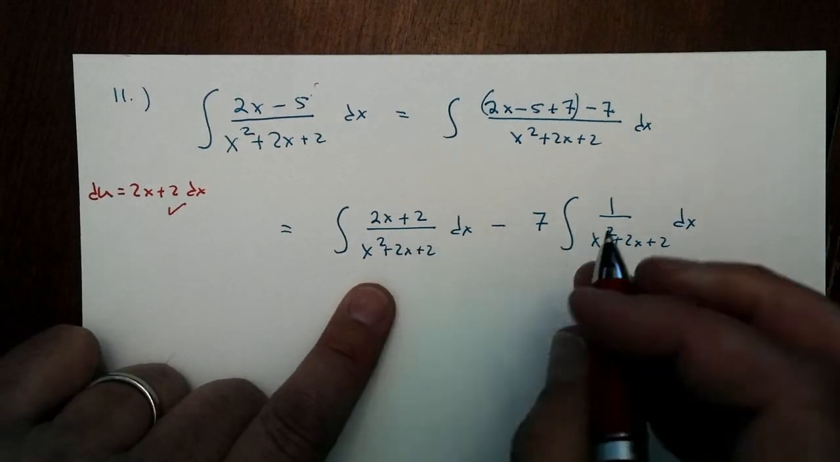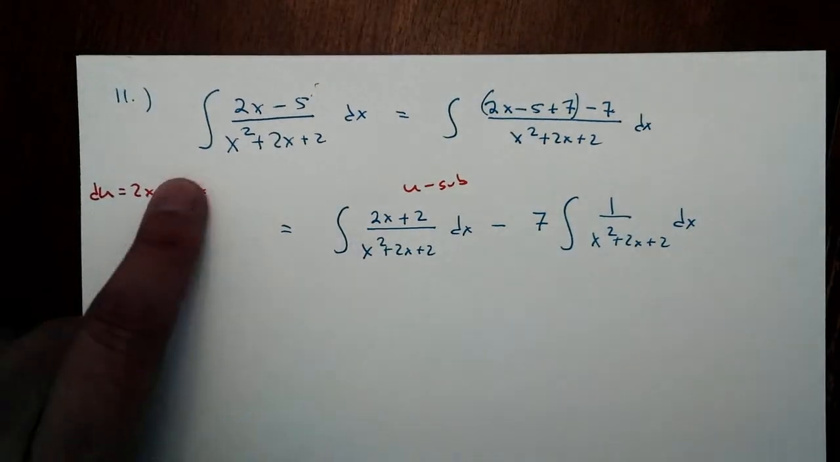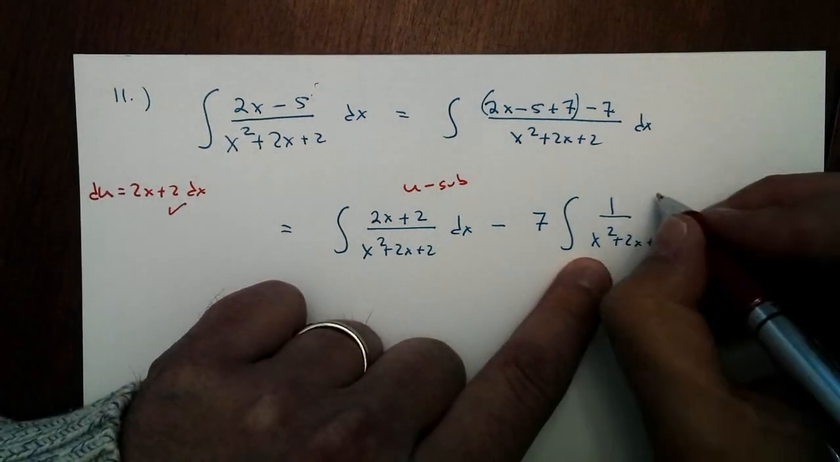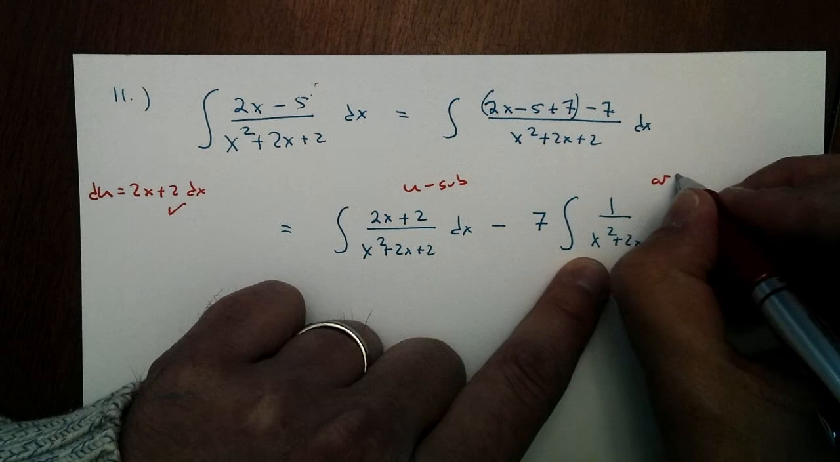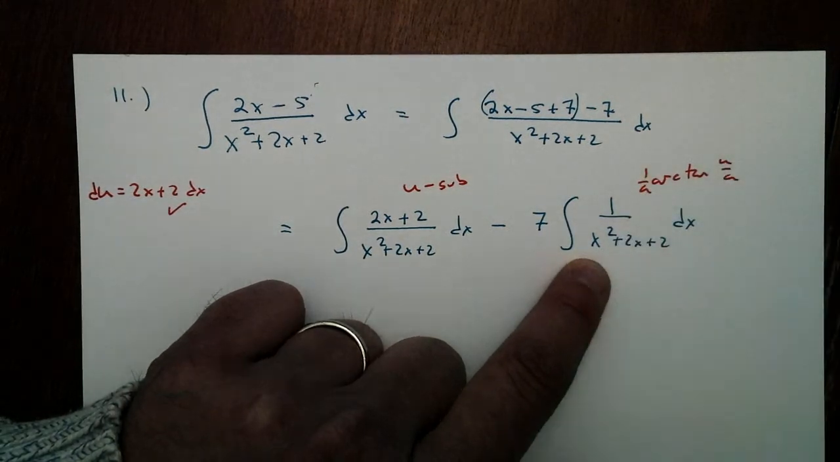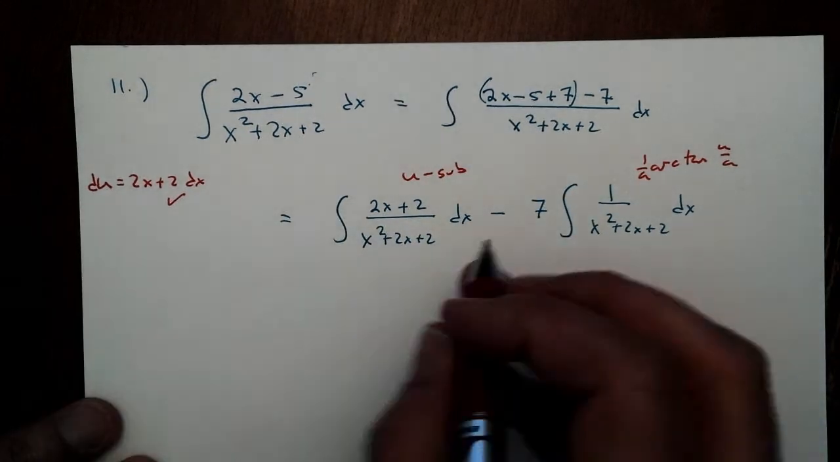So for the first one, this is our u sub. We know that we created it so it can cancel out at the bottom. This one is going to be my arctangent. Remember arctangent: 1 over a, arctangent of u over a. We will have to complete the square here. But let's do the first one with the u substitution.